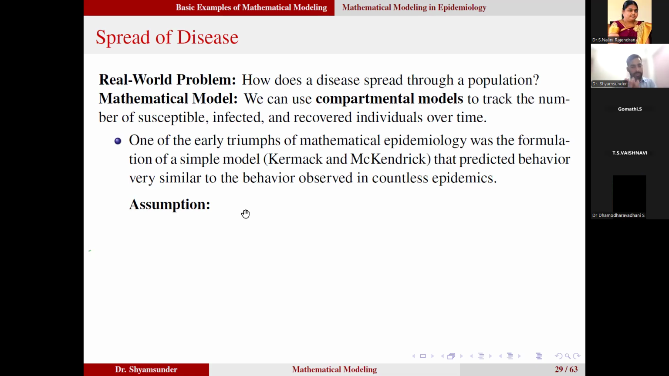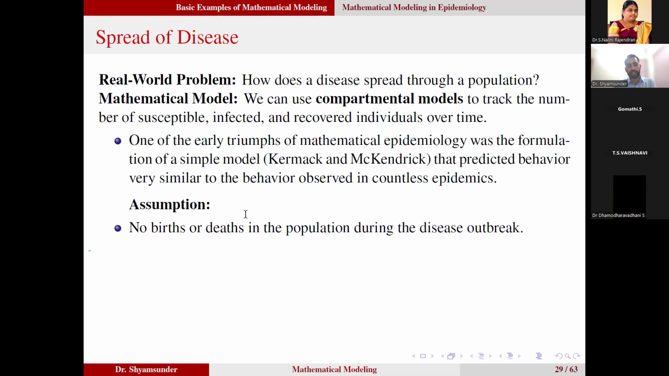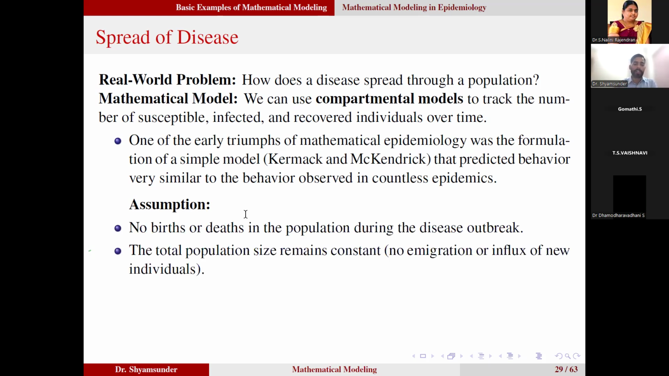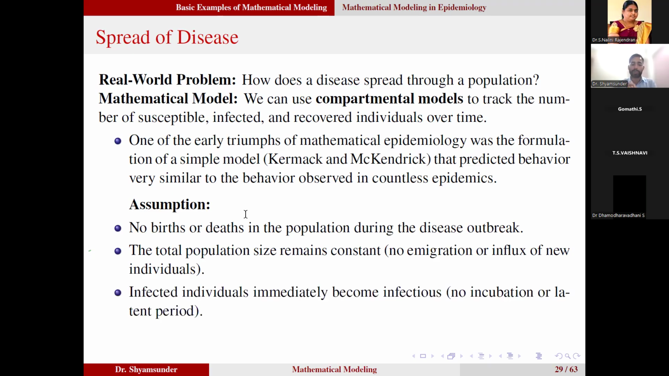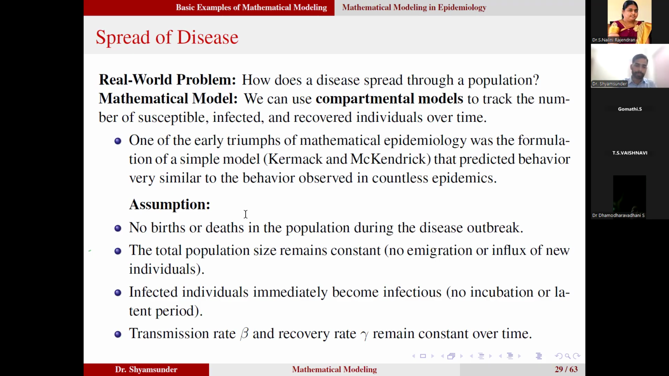In this model, some assumptions are made. The first assumption is that there are no birth or death rates in the population during the disease outbreak. Second, the total population size remains constant. Third, infected individuals immediately become infectious. Fourth, recovered individuals do not rejoin the susceptible class. And fifth, the transmission rate beta and the recovery rate remain constant all the time.